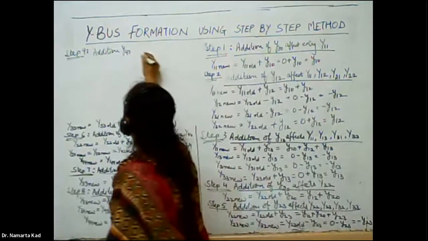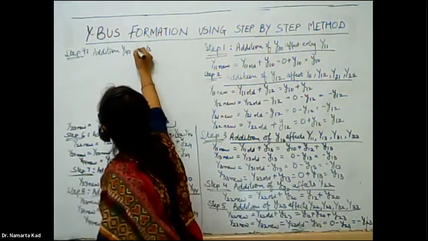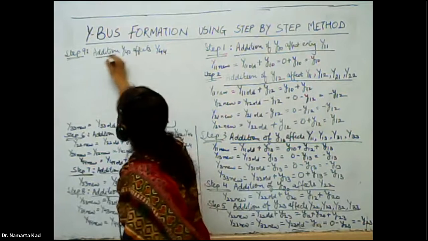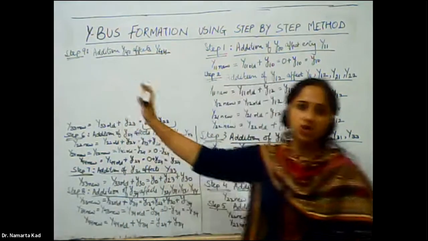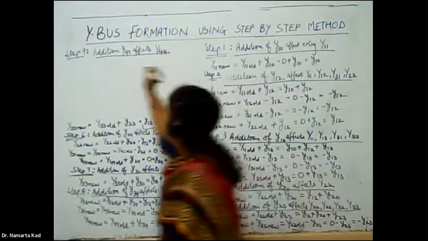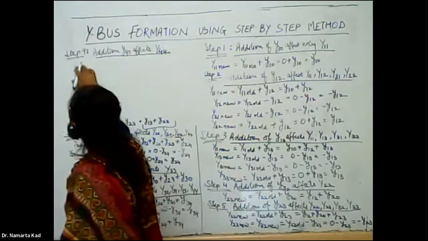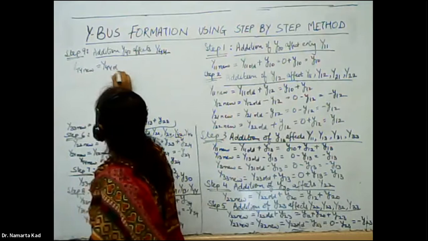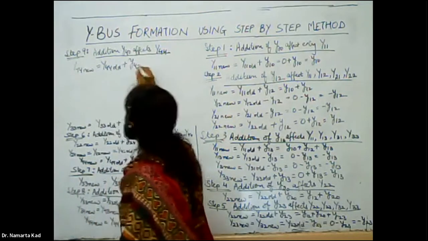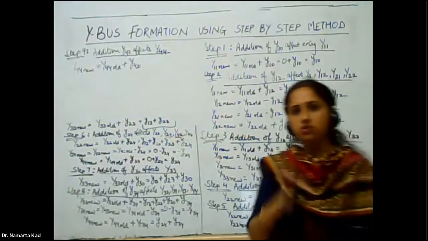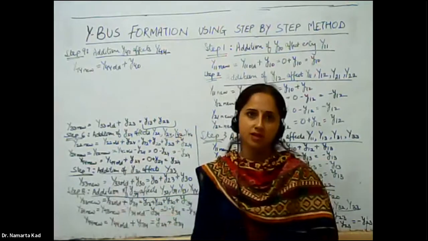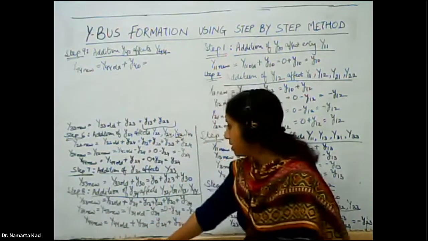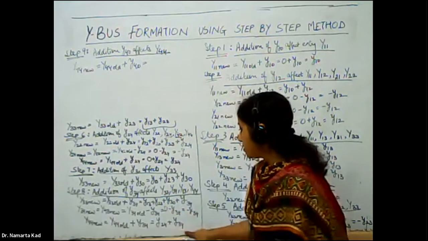So addition of y40 affects y44 only. Only this entry is affected by the addition of y40. So what is y44 new in the similar way? It is y44 old plus y40. Just remember where the plus sign and where the negative sign is. So what is y44 old now? It is already calculated in step number 8.